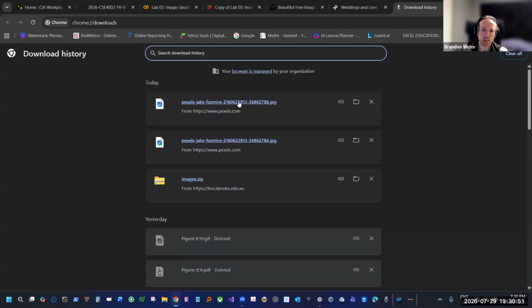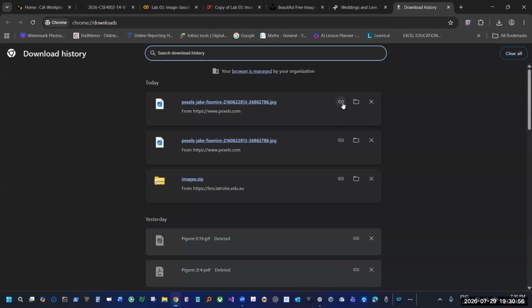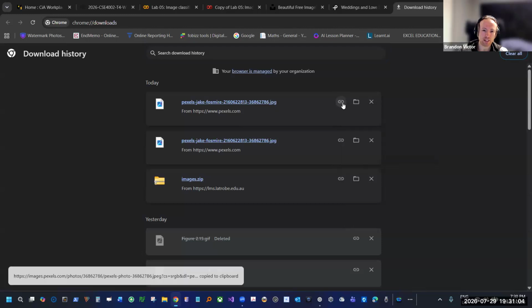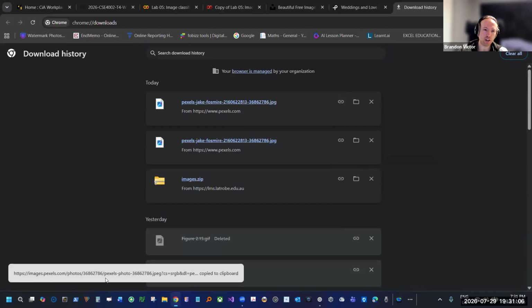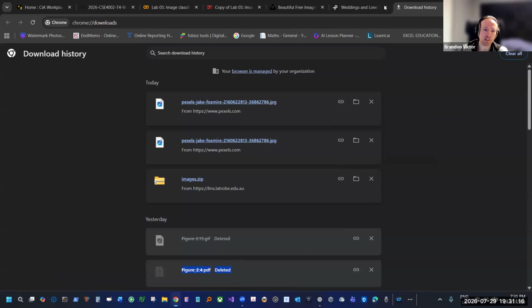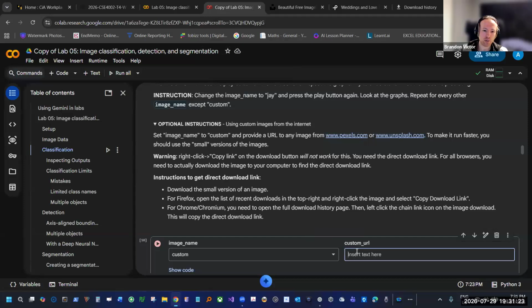And then you've got this, there's like a picture of a chain link. You left click that. Sorry, left click. Okay, it's been copied to the clipboard. Now it's ready to go. You can just go to the lab and paste it in. It is already copied. Lab, custom URL, and just paste that in. And then you hit play.